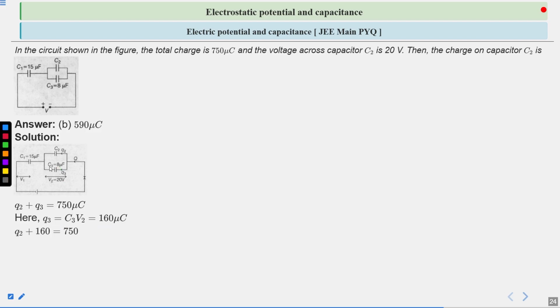So we know that the sum of charges on both these capacitors is 750 microcoulomb. Then Q2 plus Q3 is 750, and we have found that Q3 is 160 microcoulomb. So Q2 will be 590 microcoulomb. Understood?